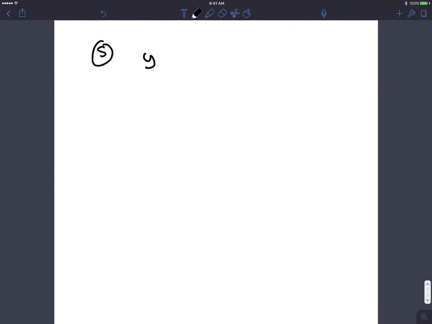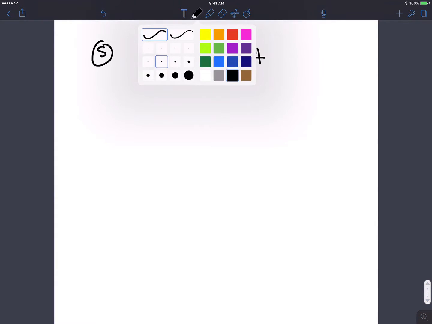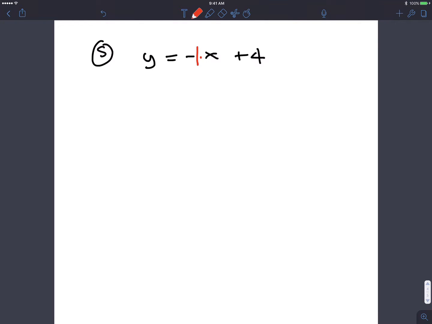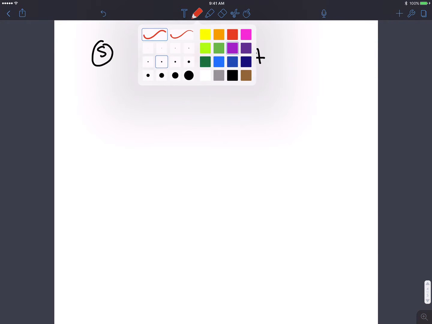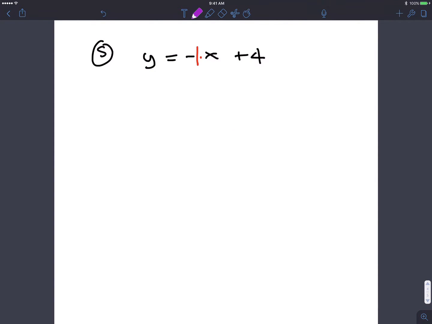Number 5, y equals negative x plus 4. Now remember, the number multiplied to x is negative 1. We're using slope-intercept form. So in this case, my m value is here, and my b value is here. So my slope is negative 1 over 1, and my y-intercept is a positive 4. We're going to be a bit more efficient about how we do this.